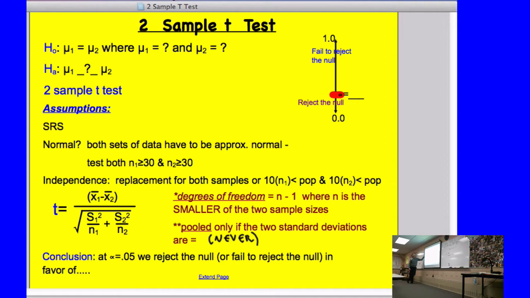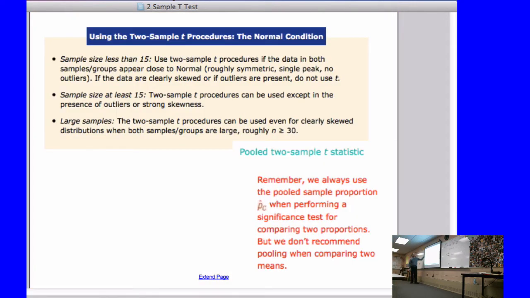Test n1 and n2, are they both greater than or equal to 30? If they're not, then we have to follow this rule. Sample size less than 15. This is nothing new, so you don't need to write this down. If your sample size is less than 15, they have to be close to normal or roughly symmetric. No outliers and no skewness.